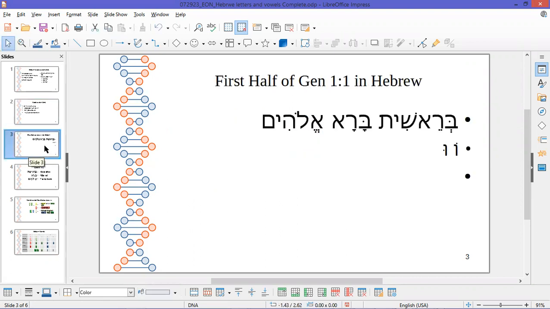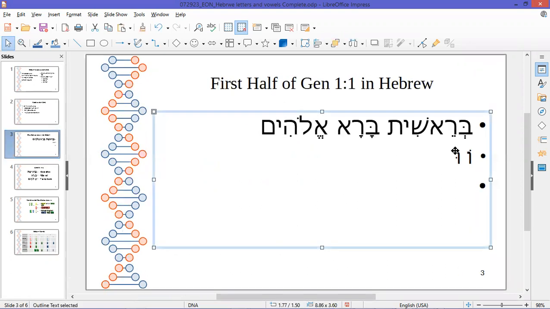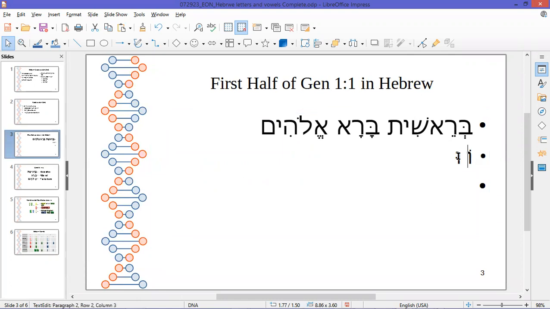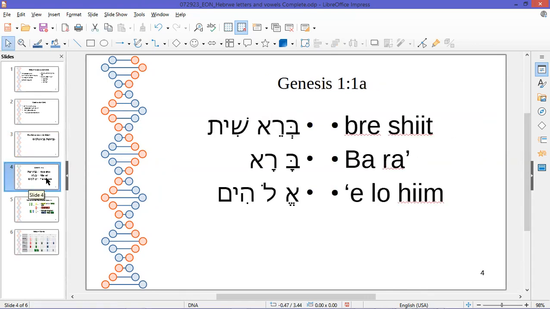So this is the first half, and as we can see, I had to import some letters in so that I can use them, so I don't really need those. But this is the first part of the first half of the verse of Genesis: Bereshit, bara Elohim. And I did this for you all right here.